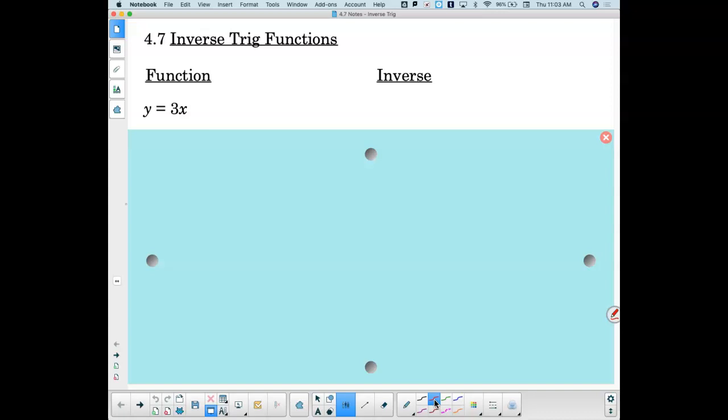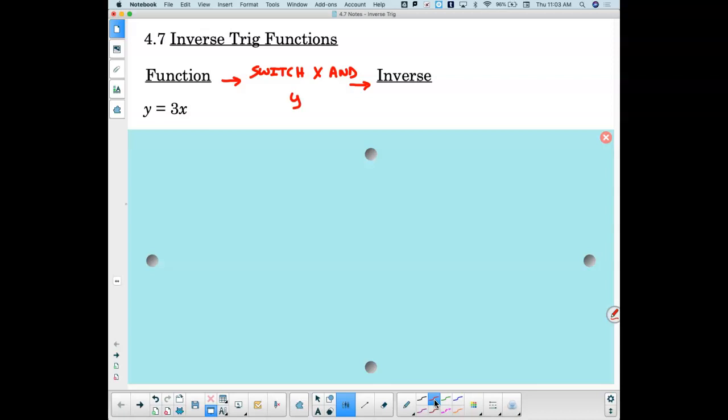Okay? What we did, the process that one goes through in order to find the inverse, is we switch the x and the y. Okay. So we flippity-floppity the x and the y. That gives us the inverse. Or if we have the inverse and we want to find the function, we flippity-floppity and we solve for y.